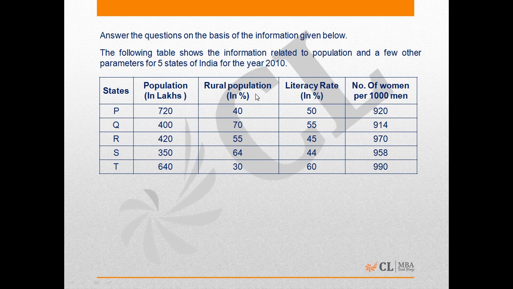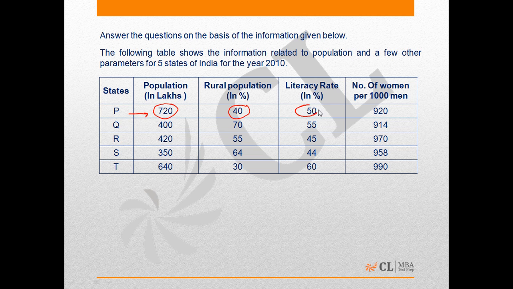This set is based on a table and it is quite easy and it is a must attempt set while taking this mock. Here it is given that the table shows the information related to population and a few other parameters for 5 states of India for the year 2010. The total population of state P in 2010 was 720 lakh. Out of this population, 40% belong to rural area, which means the rest 60% belong to urban areas.